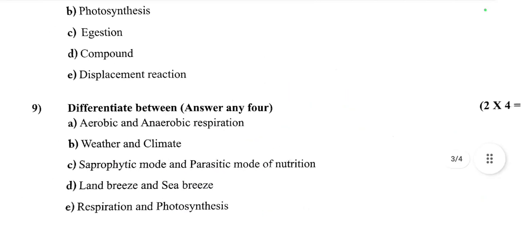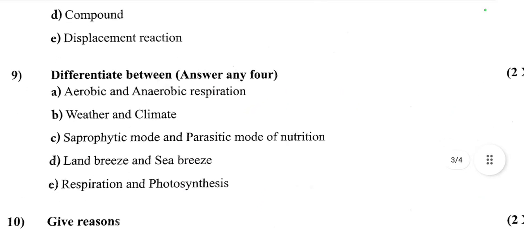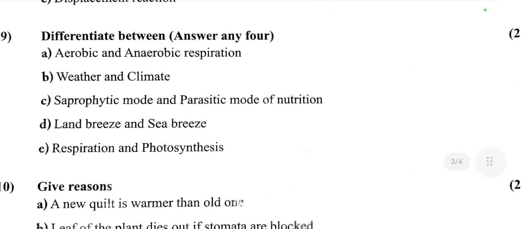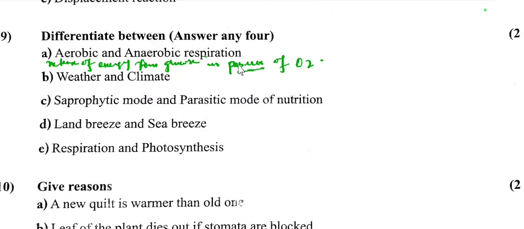Differentiate. Next is the answer between, this is again of 8 marks carrying 2 for each. Now differentiate between anaerobic and aerobic. Aerobic is simply the release of energy from glucose in the presence of oxygen, and its opposite is anaerobic, when energy is released in the absence of oxygen. This is aerobic and anaerobic respiration. In anaerobic, you can take the example of yeast.